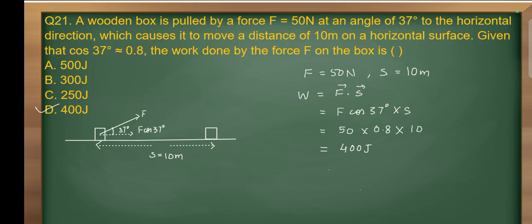We know that work done is the dot product of force and displacement. The angle between force and displacement is 37 degree, so it will become F cos 37 into S. We will put the value of F, that is 50, and cos 37, that is 0.8, and S, that is 10. When we solve this, we will get work done is equal to 400 joule. So option D is correct.